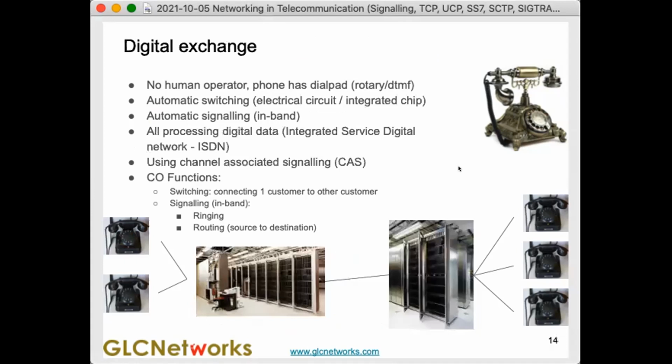Okay, we step into the next phase, which is the digital exchange. Here is the same, no human operators. The phone has a dial pad like this one, so it's the same. Switching is done automatically, but this time it is done by electrical switch, an electrical circuit. So you have a circuit from customer A, you have a circuit from customer B, and then they are connected. This phase is called switching.